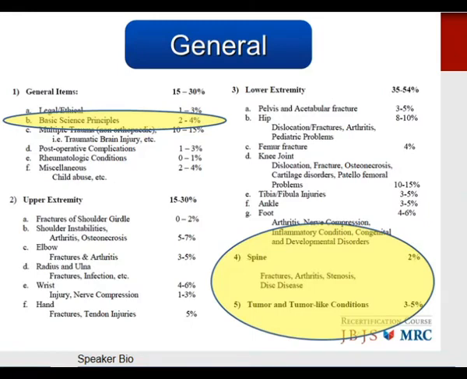The former director of the ABOS specifically said that there's a different focus in the basic science principles for the recertification than for the Part 1 examination. You can see spine only comprises 2%, and I know a lot of you may be cheering in the audience. Spine will only be 2% of a general examination. Tumor will cover 3 to 5% of the examination.